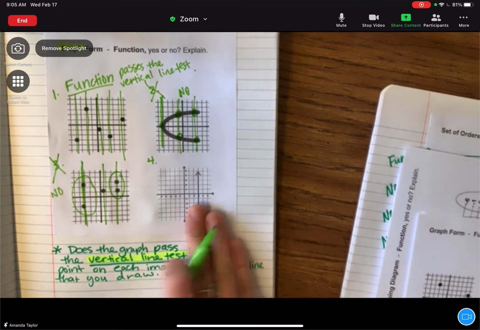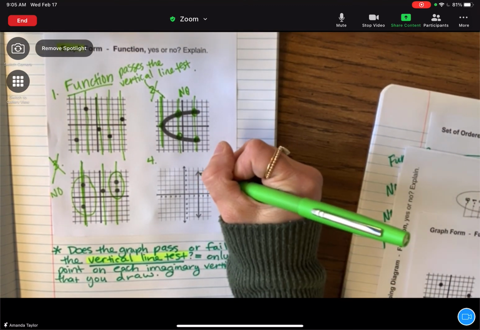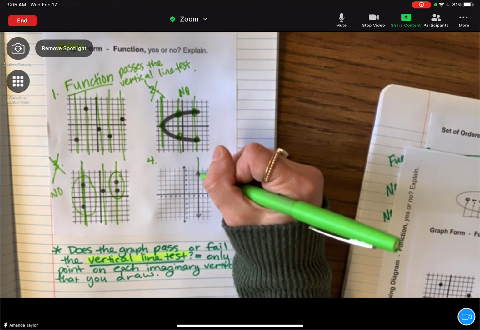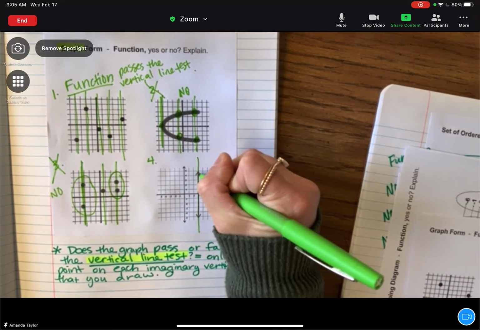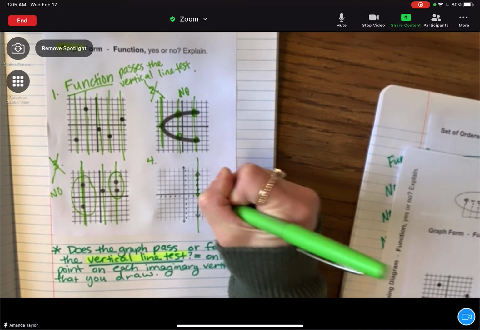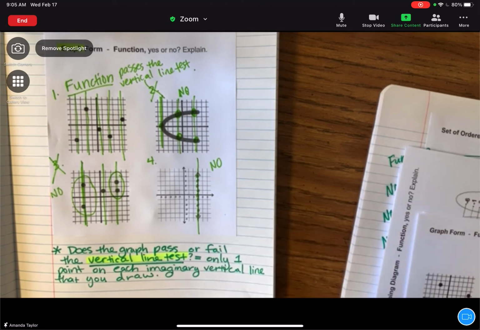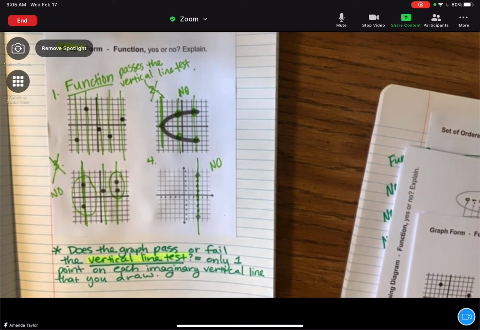So number 4 is what they were asking about. Number 4 is the only one that completely fails the vertical line test. If I drew 1 vertical line, all of its points are on that same vertical line. So that's no. That one completely fails the vertical line test because all of the points are on that single vertical line. A horizontal line would be good, but a vertical line, nope.